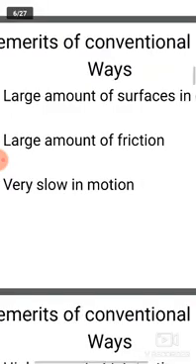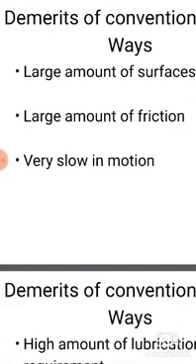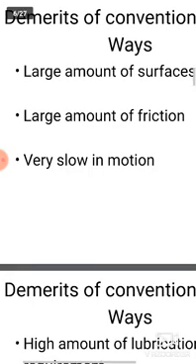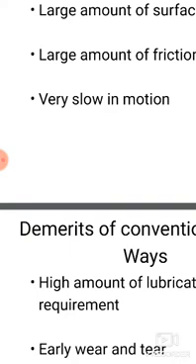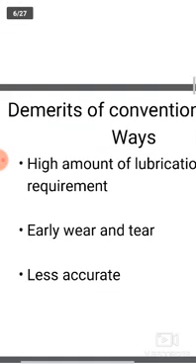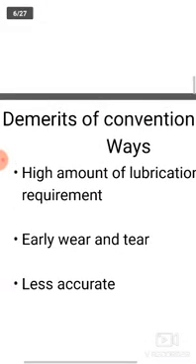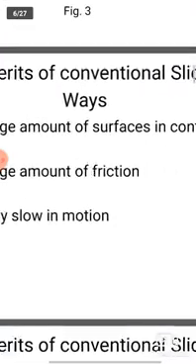Large amount of surface in contact. So it needs a large amount of area, a large amount of friction, and it is very slow in motion. Large space is required, friction is more, and a high amount of lubricant is required. Early wear and tear, the machine will wear out in very little time, and less accuracy. All these are some disadvantages of conventional slideways.